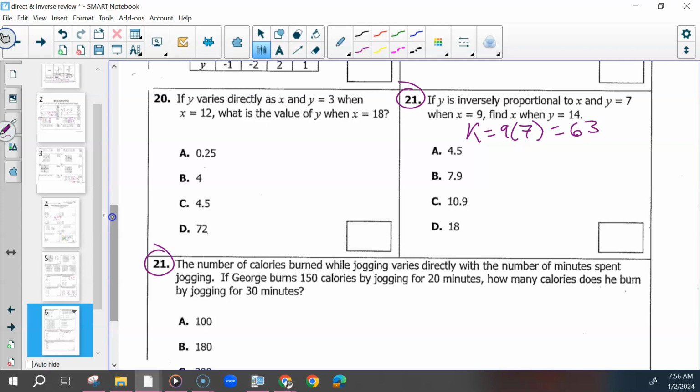Then we're going to use our inverse equation, y equals k over x, and put in our missing variable and the k value we just found. So 14 equals 63 over x. Where did you get that 14 from? That was in the problem. Right. Now we have to solve for x. How would we do that?